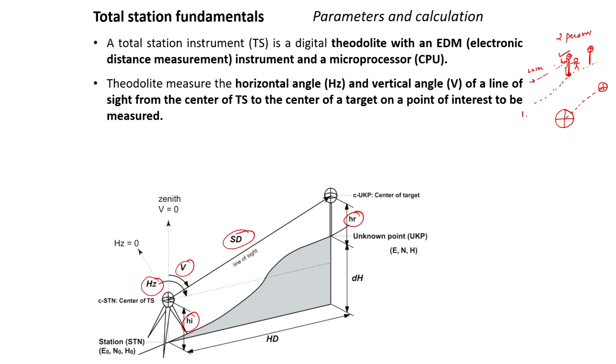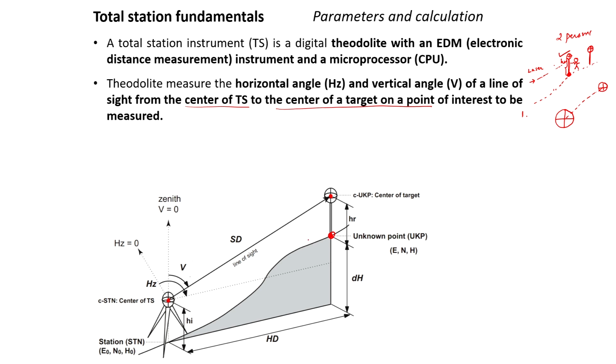So this is what you are having, the horizontal angle and the vertical angle of a line of sight from the center. Again, everything is governed from the center of the station. This is your center here, as well as the center of the target, and you have to take this into consideration. So the theodolite measures the horizontal angle and vertical angle of a line of sight. This is your line of sight. So the line of sight is from the center of the TS to the center of the target on a point. This is your point of interest that is measured.